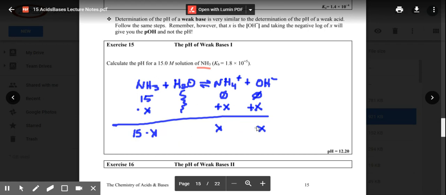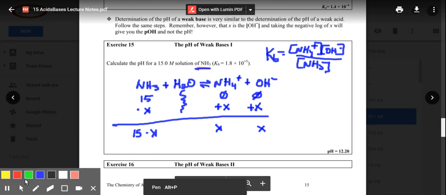Well, now that we have our RICE chart filled out, we're going to write our Kb expression. Kb, because we're dealing with a base. So that Kb value is going to be NH4 plus times OH minus over NH3. Water is not included because it's a liquid and solids and liquids are not included. Now that we know our Kb expression, I'm going to plug in my values.